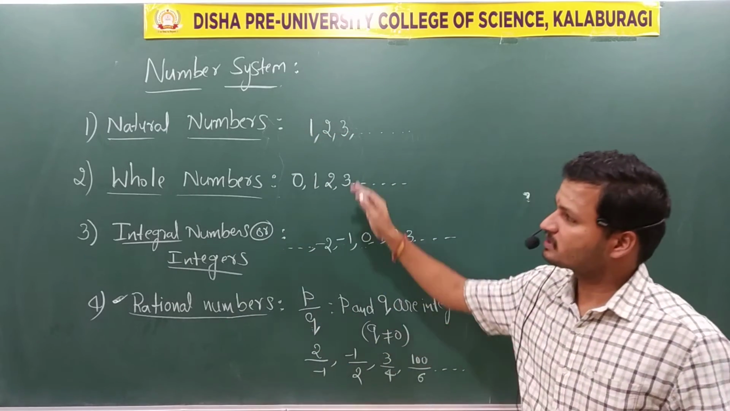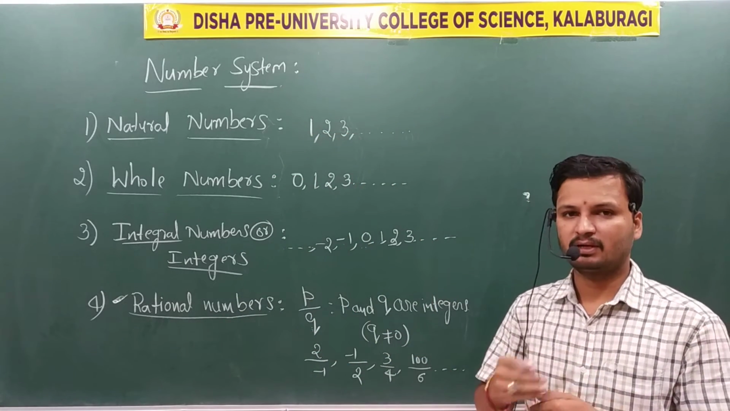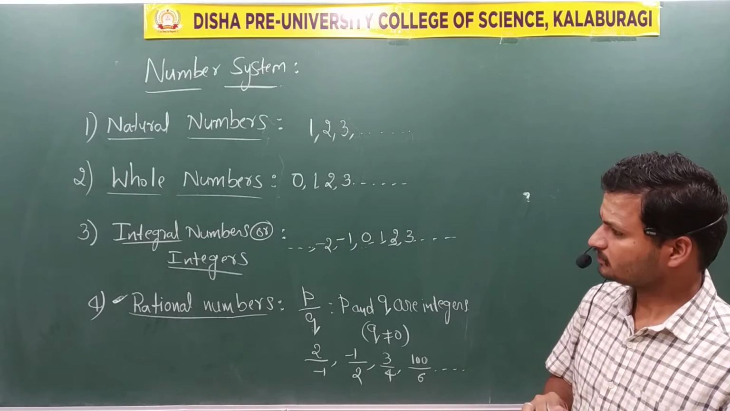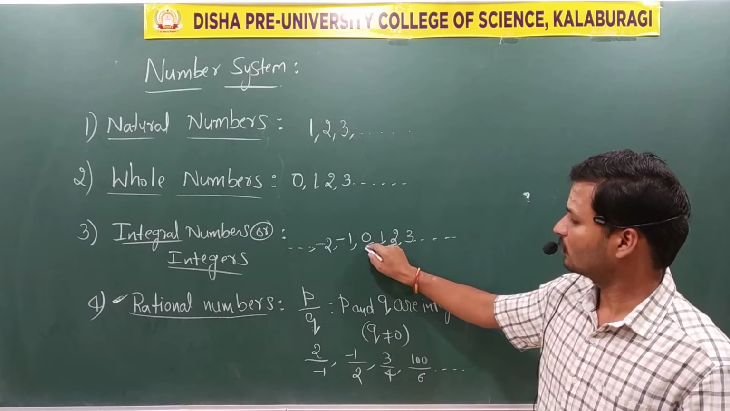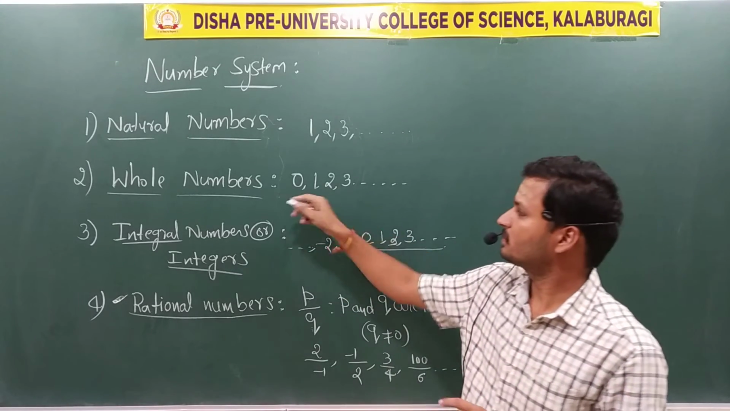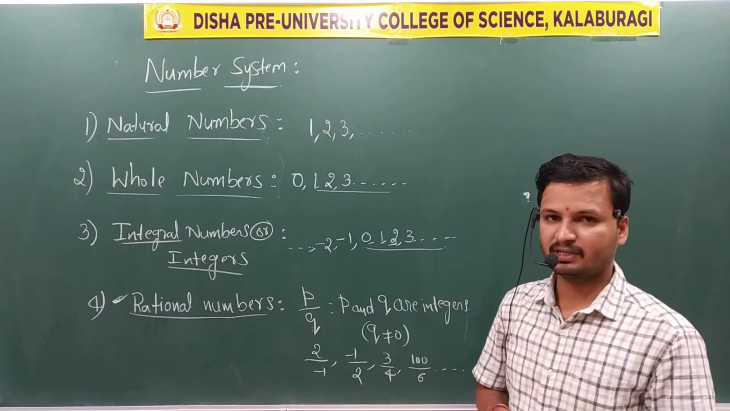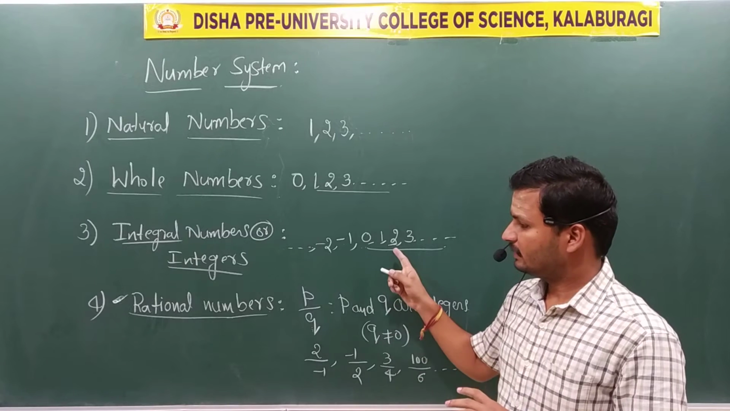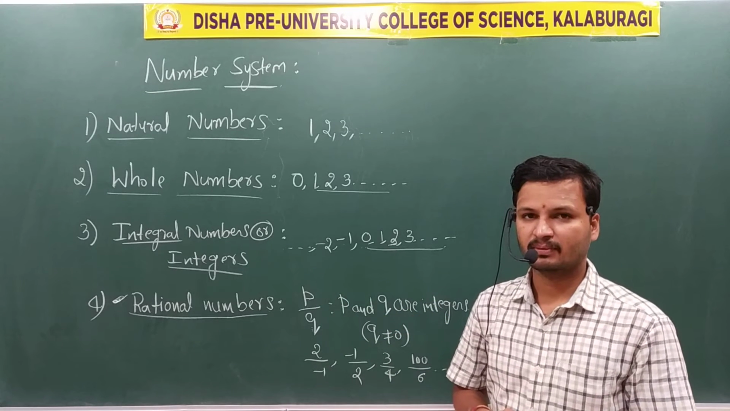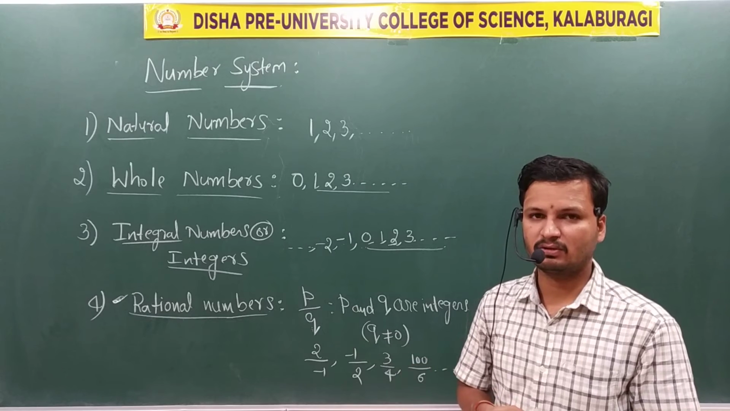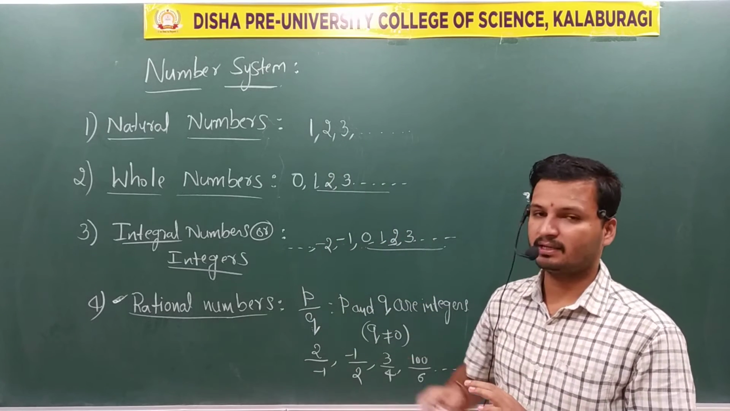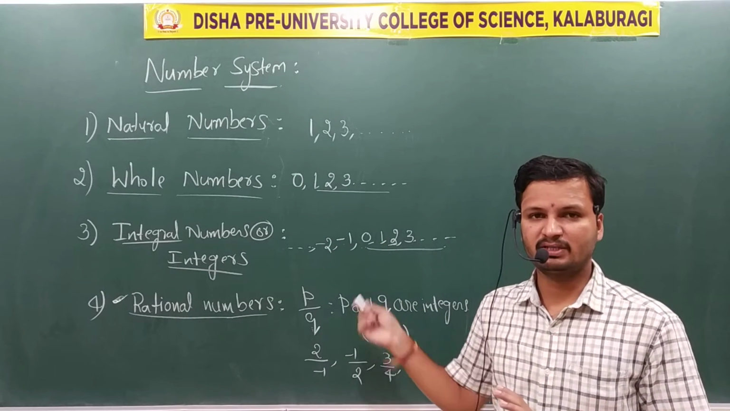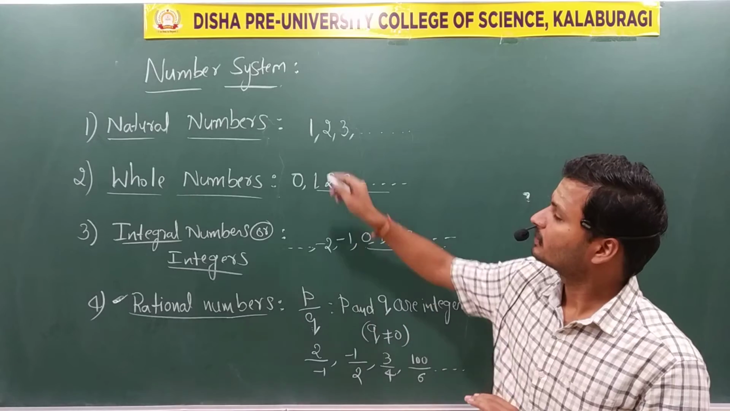From these four number systems, I will come to the conclusion. Observe here. In integers, whole numbers are there. In whole numbers, natural numbers are there. Is it right? And again, whether integers are rational numbers or not, whether natural numbers are rational numbers or not, whether whole numbers are rational numbers or not, we will see one thing. How? See, here 1 is there.